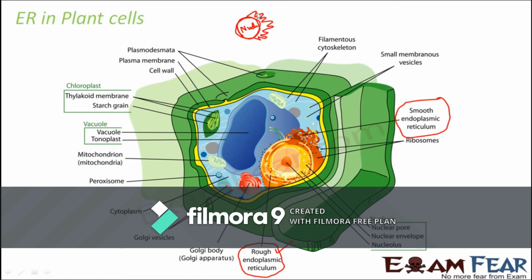And then the rough endoplasmic reticulum is also continuous with the smooth endoplasmic reticulum. So you can say that rough endoplasmic reticulum is continuous with the nuclear membrane on one side and it is continuous with the SER, that is smooth endoplasmic reticulum, on the other side. So here you can see this is smooth endoplasmic reticulum and this is your nucleus, and in between you have the rough endoplasmic reticulum.